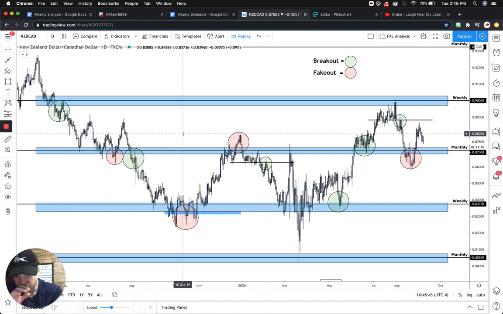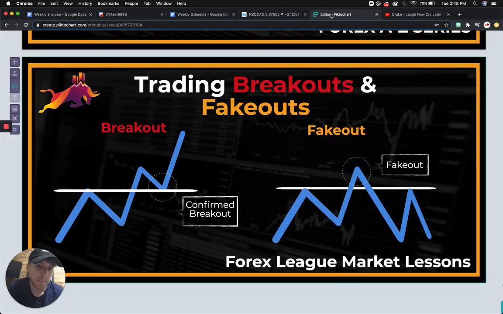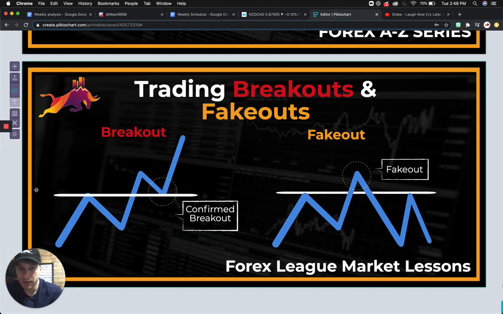So yeah, we went over a good amount of breakouts and fakeouts. All right, guys, and nice little diagram here again. So that has been the trading breakouts and fakeouts video.